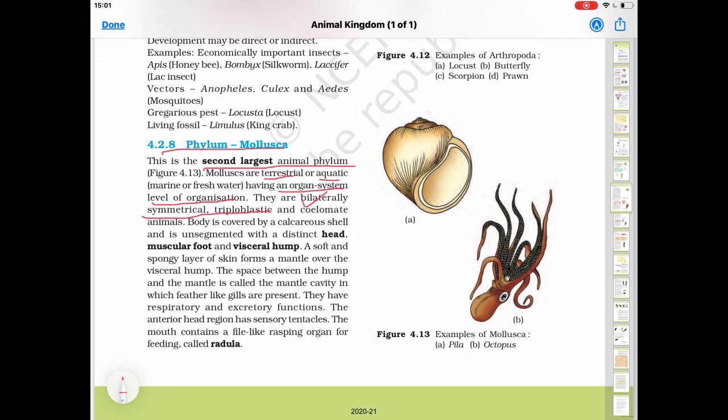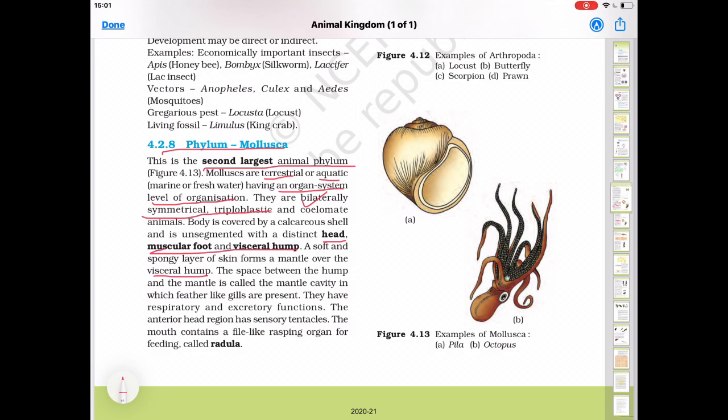Body is covered by a calcareous shell made up of calcium and is unsegmented, with head, muscular foot, and visceral hump. A soft and spongy layer of skin forms a mantle over the visceral hump. Visceral means main part, so the visceral hump is covered with one layer known as mantle. The space between the hump and the mantle is known as mantle cavity, where feather-like gills are present.